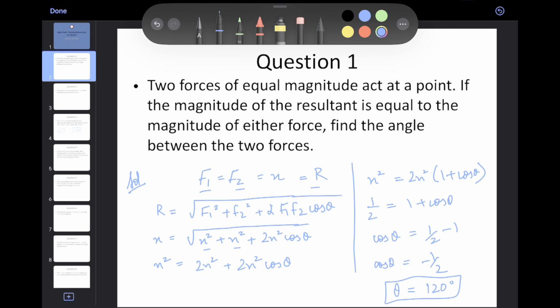This is a very common question, and we have already done these types of questions when we learned the concepts. So this is one of them.